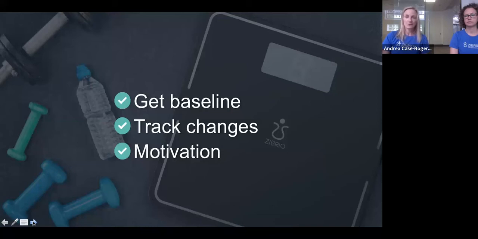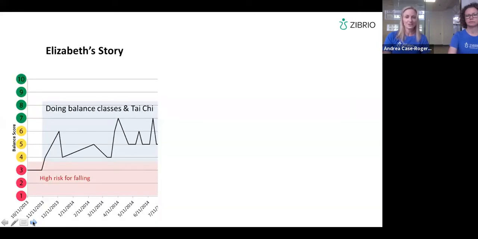So tracking the change is also important. And it was motivating for Judy because she saw it go down and she knew then what to do. And she went in gung-ho to do her exercise, and it kept her going because she was seeing the benefits as her score went up.